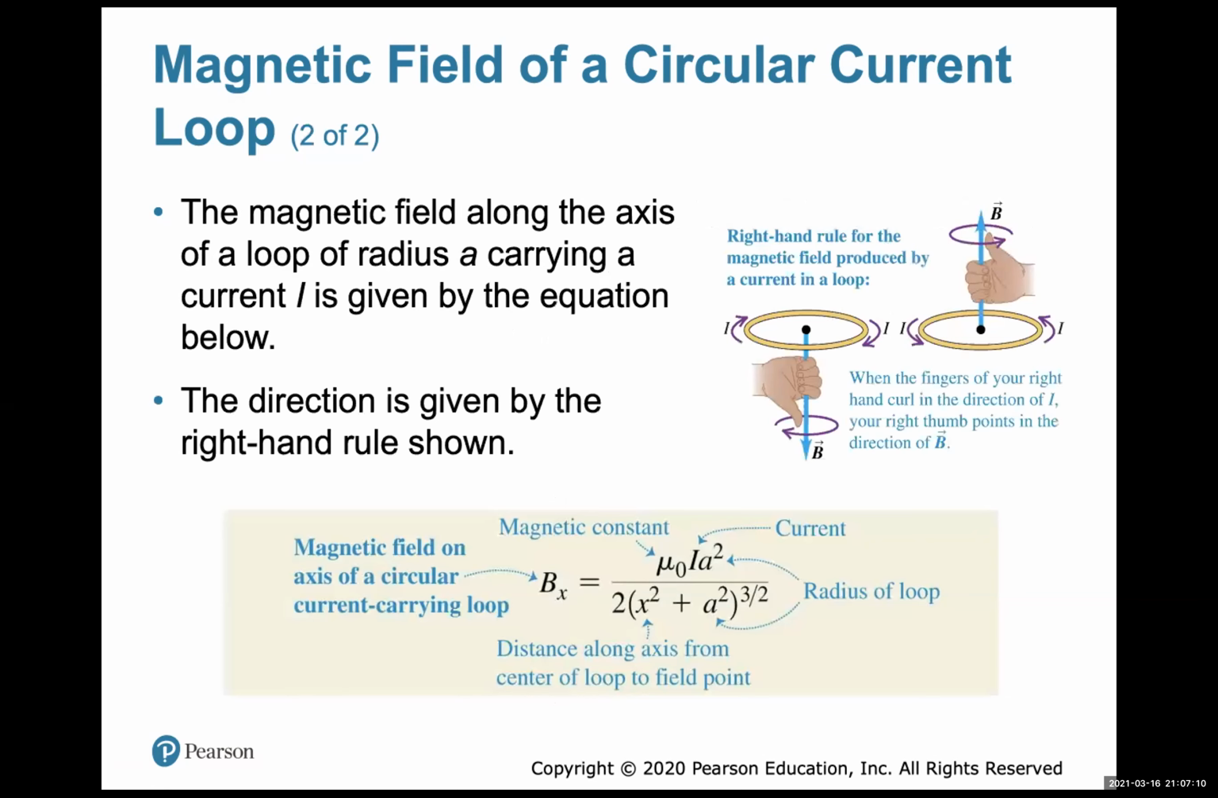mu I a squared over 2. Yep, that's what we had. Good stuff. And we can use a similar right-hand rule to determine the upward, the sort of monodirectionality of the current loop. We curl our fingers in the direction of the current, our thumb points in the direction of the magnetic field, the longitudinal, the on-axis magnetic field.